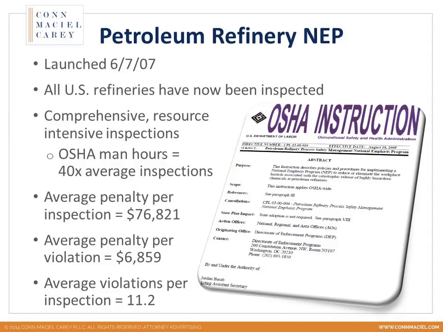We saw an average OSHA man-hours of about 40 man-hours on average per inspection, which is dramatically higher than the sort of typical average for an OSHA inspection. What we were seeing were teams of inspectors, your industrial hygiene specialists, your process safety management specialists, your safety specialists, teams coming on site and spending several days, sometimes even more than a week, engaged in a very thorough inspection at each of the nation's refineries. The average cumulative penalty that came out of the first wave of the Refinery NEP inspections was more than $75,000 per inspection.